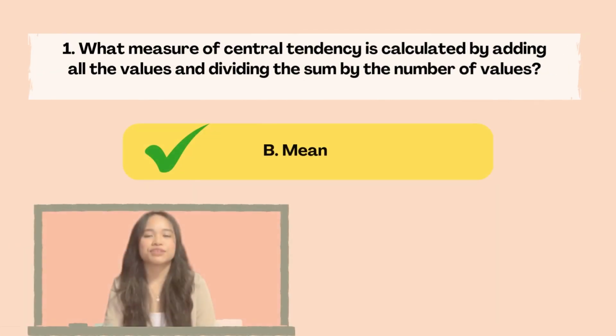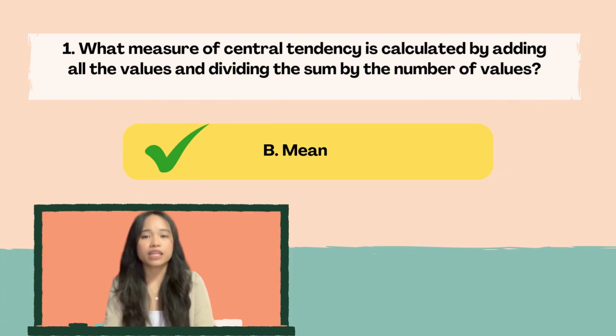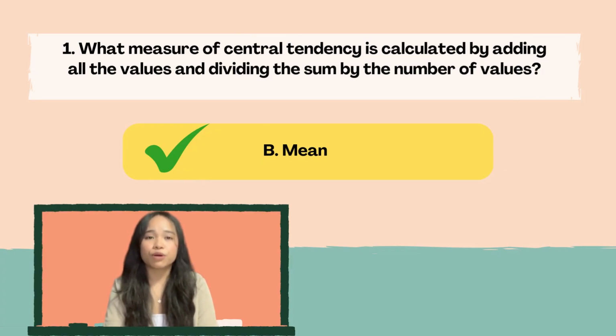The correct answer is B, mean. The mean is what most people call the average. You add up all the numbers in your data set, then divide the total by how many numbers there are. For example, if the numbers are 2, 4, and 6, you add 2, 4, and 6, that is equal to 12, and divided by 3, equals 4.